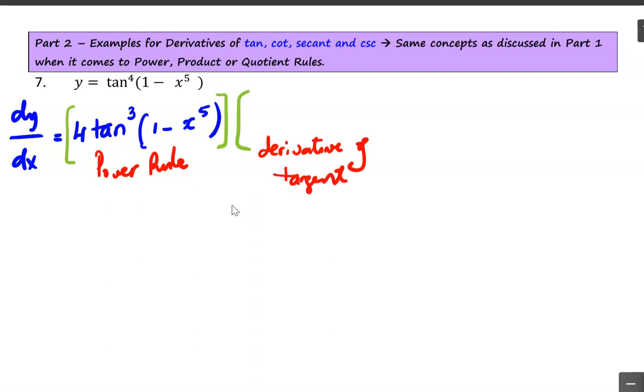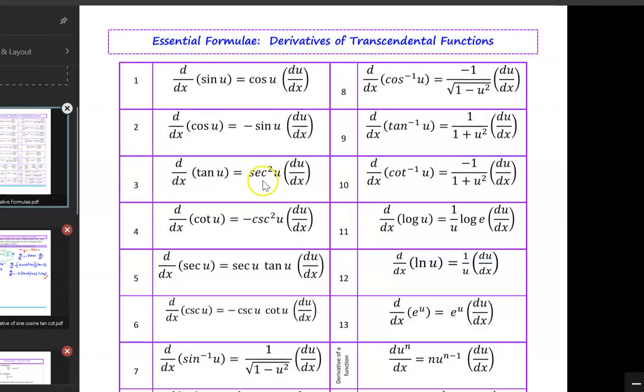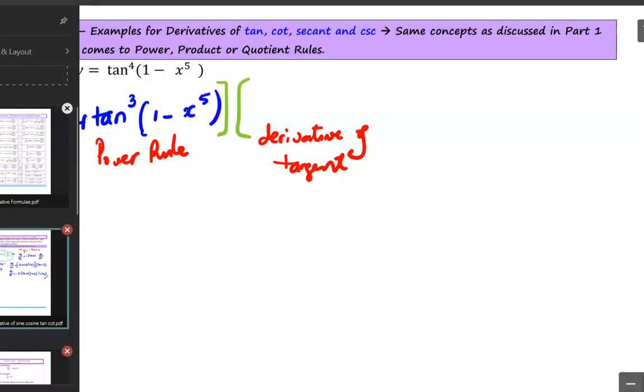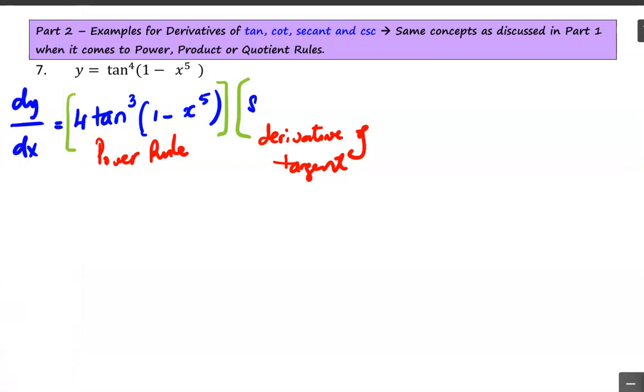So derivative of tangent, according to our formulas that you've seen earlier in this formula sheet, derivative of tangent is secant square of the function. So you write the exact function again. So I will write secant square of the exact argument again, 1 minus x to the exponent 5. And here I close the bracket. So the next step is derivative of the argument.